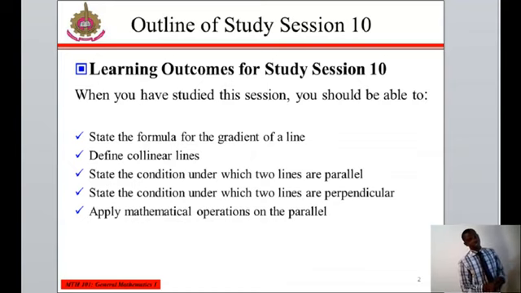Learning outcomes for study section 10. When you have studied this section, you should be able to state the formula of the gradient of a line. Secondly, you should be able to define collinear lines. You should be able to state the conditions under which two lines are parallel. And similarly, you should be able to state the condition under which two lines are perpendicular. And lastly, you should be able to apply mathematical operations on parallel lines.